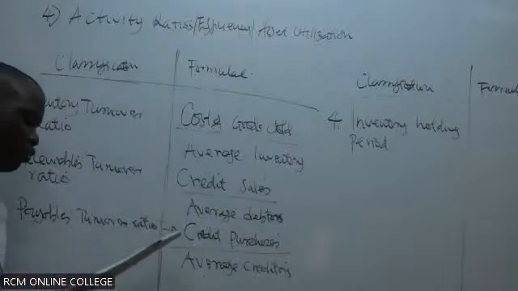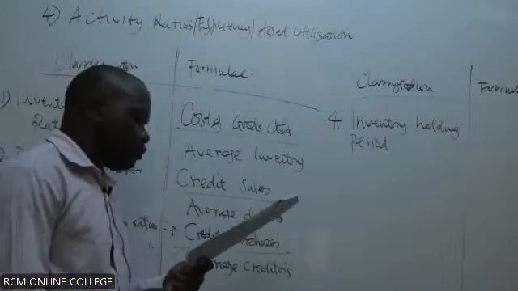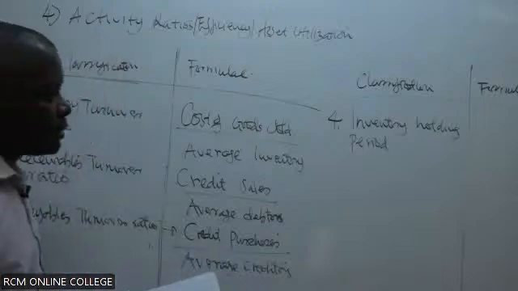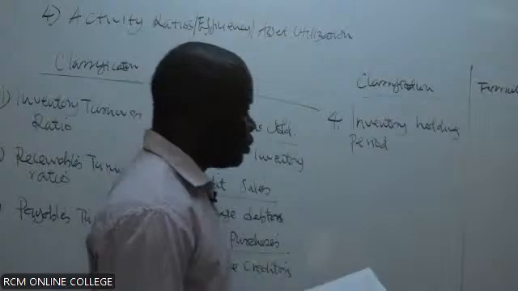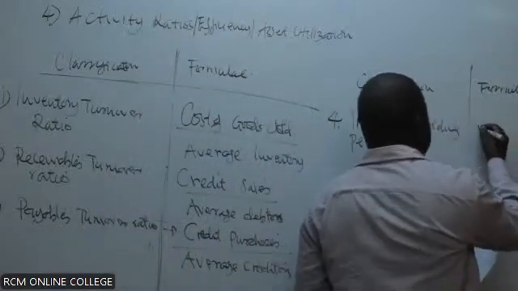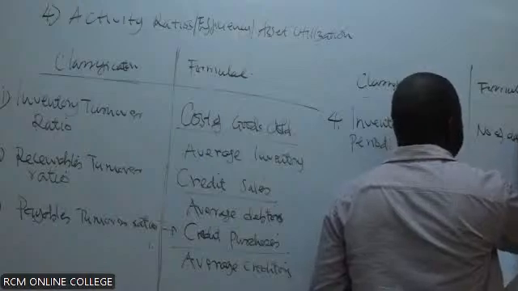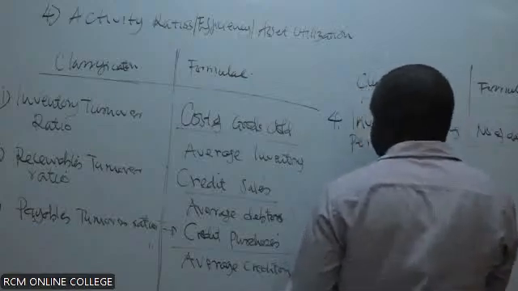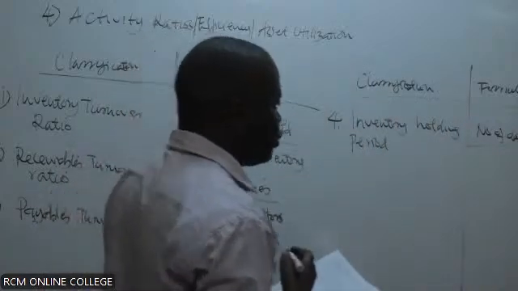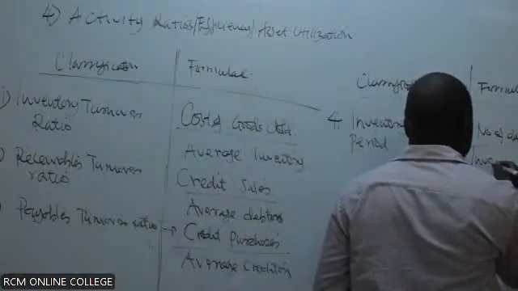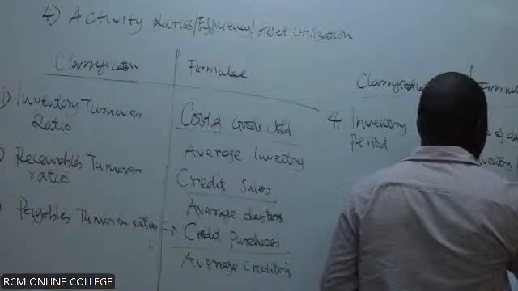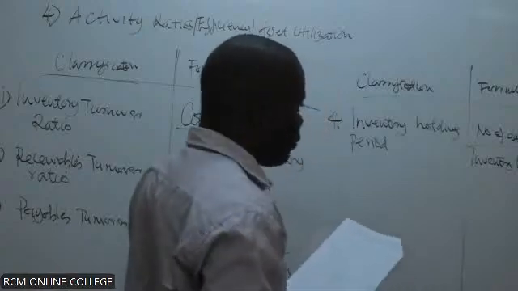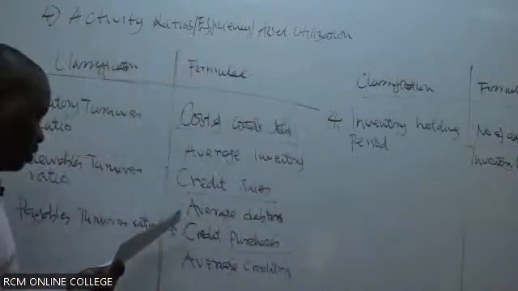On average, how long will you hold an inventory item before you sell? So in this case, there are two formulas that you can be able to use. You can either take the number of days in a year, then you divide by this ratio, inventory turnover ratio, or the stock turnover ratio.